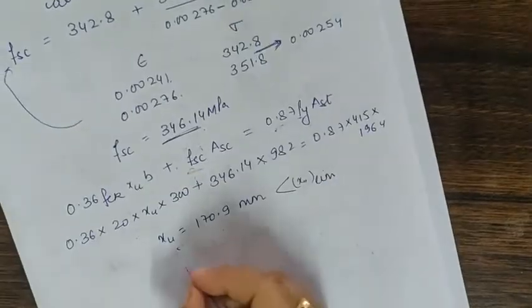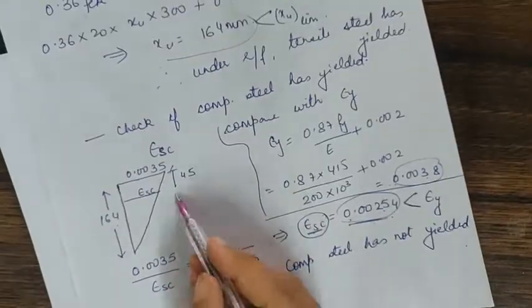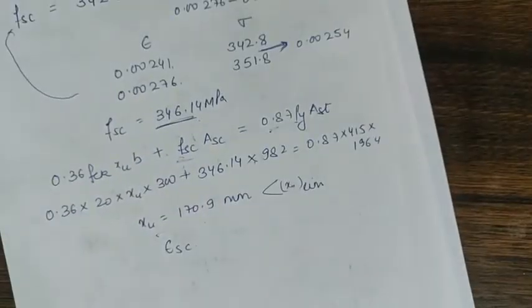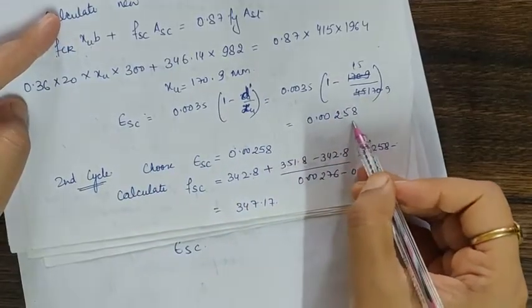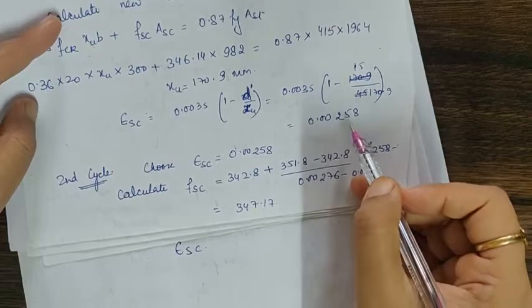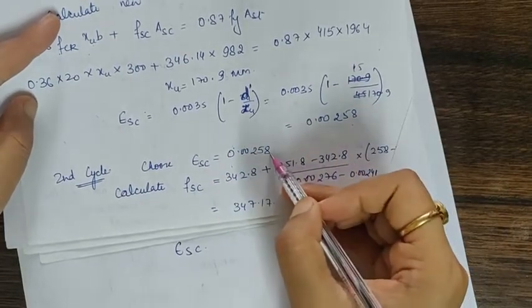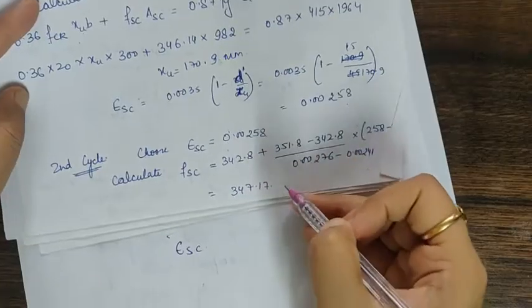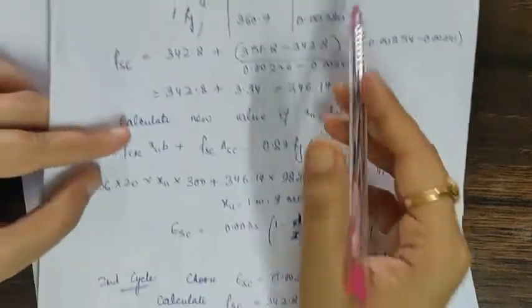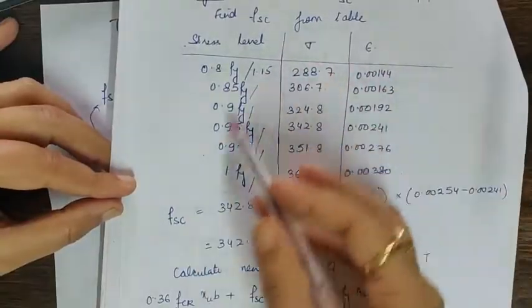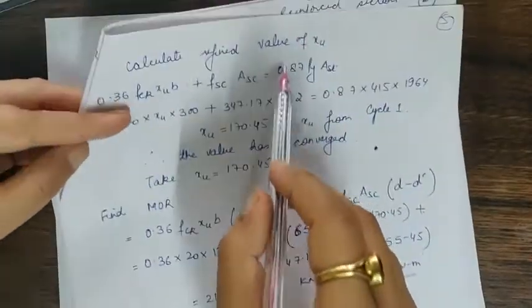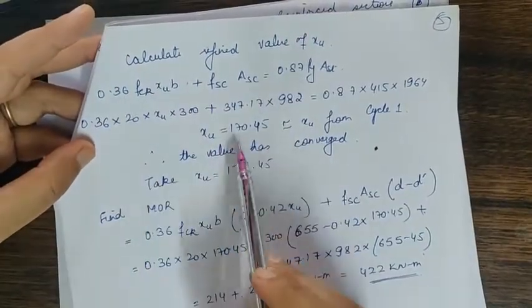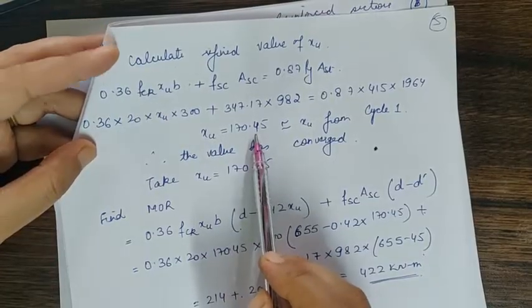Find out epsilon SC as we have done initially by using this particular system. I have done it previously. Find out epsilon SC, it is coming out to be 0.00258. From this you take this value for the next trial. Then find out FSC again by using the same table, table A. Then calculate the refined value of XU. Again the same equation. The next value of XU is coming out to be 170.